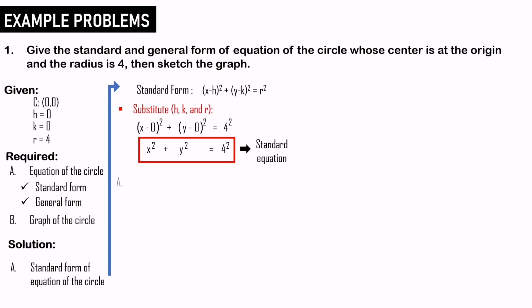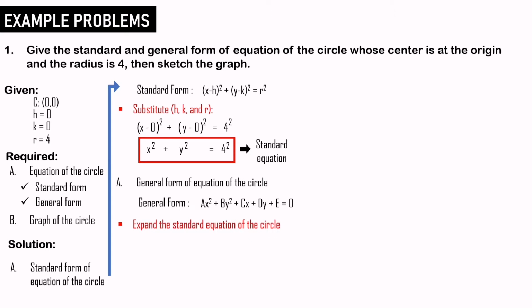Next, ang general form of equation of the circle. Okay, ang general form unsa ganito? Ax squared plus by squared plus cx plus dy plus e equals 0. Okay, so i-copy ra nato balik, no? Expand nato asa ang standard equation of the circle. So x squared plus y squared is equal to 4 squared. So we have x squared plus y squared is equal to 4 squared is 16.